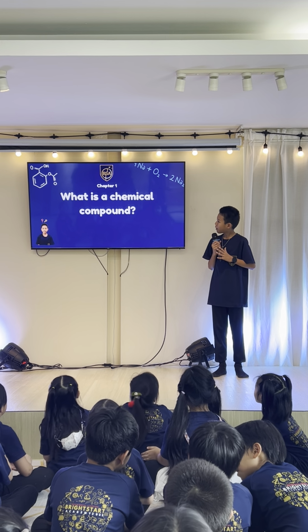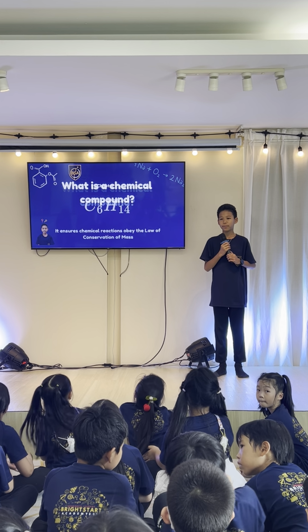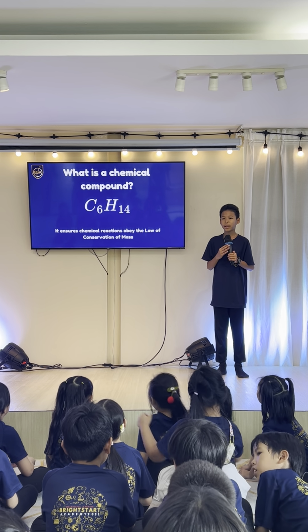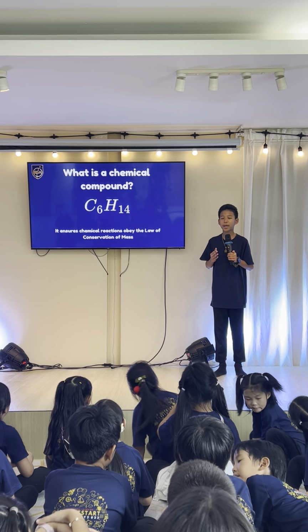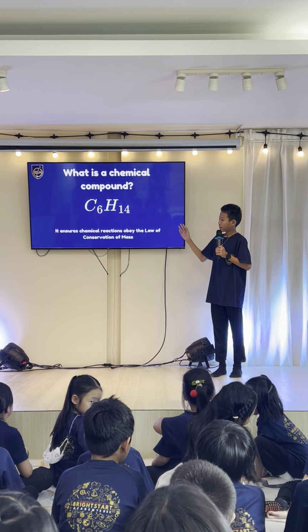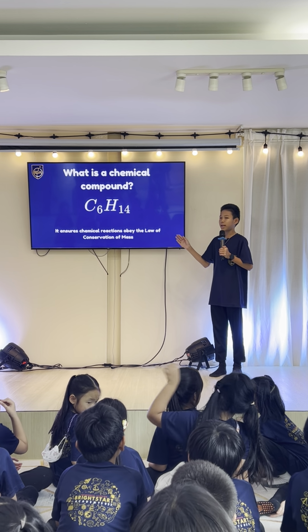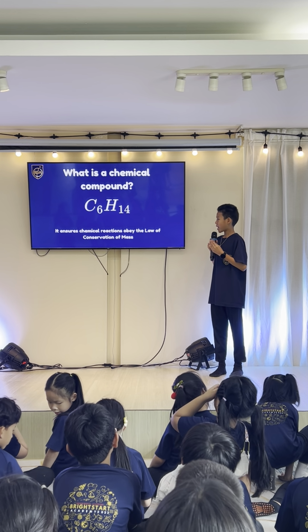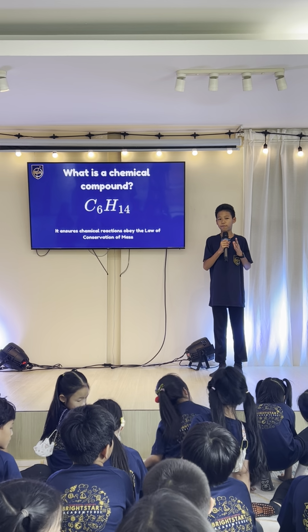Firstly, what is a chemical compound? A chemical compound consists of two or more elements that chemically bond together, forming a new substance. For example, hexane, which consists of carbon and hydrogen. It ensures chemical reactions obey the law of conservation of mass.